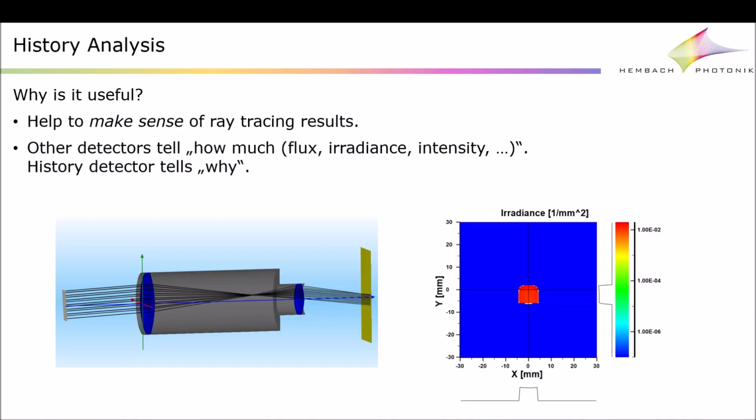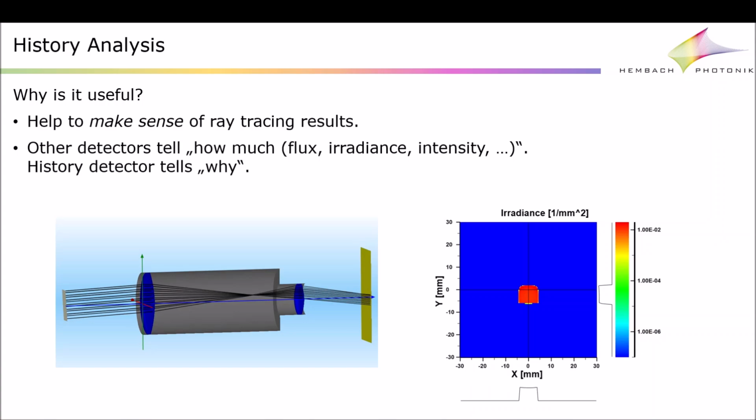Why is history analysis useful? Basically speaking, history analysis helps to make sense of ray tracing results. Whereas other detectors may tell us how much flux, irradiance, or intensity arrives at some detector surface, the history detector can help us to understand why.